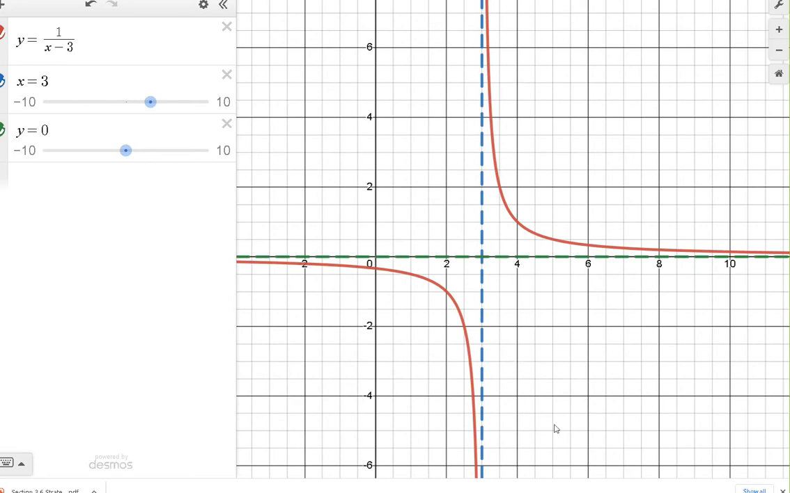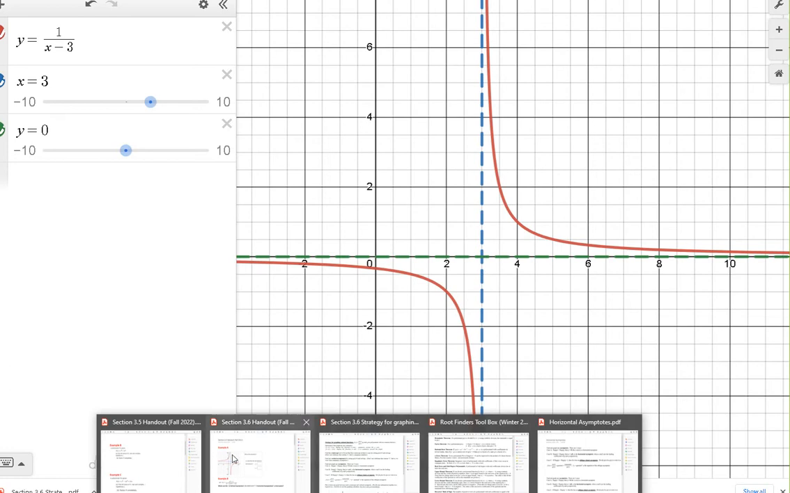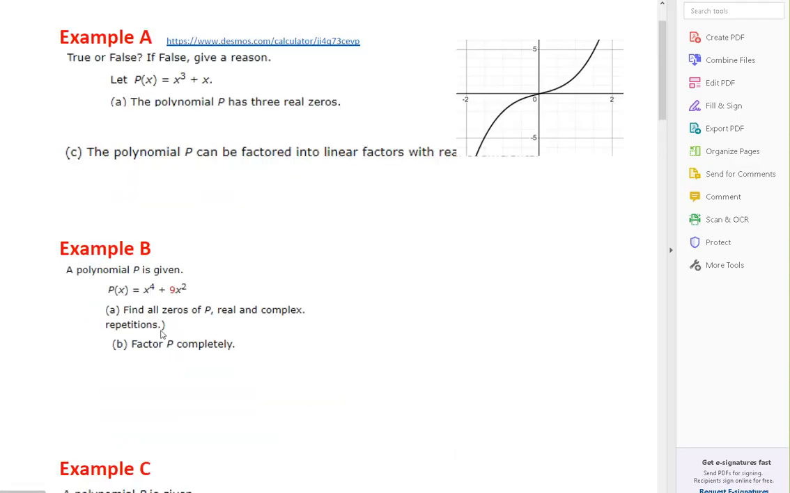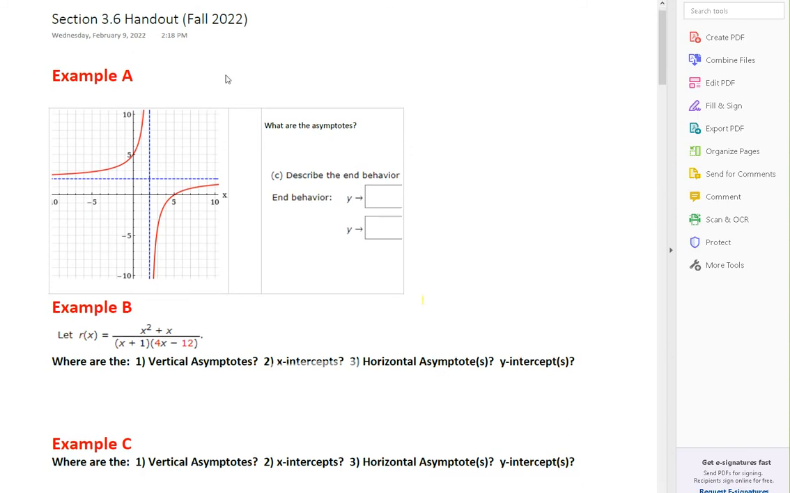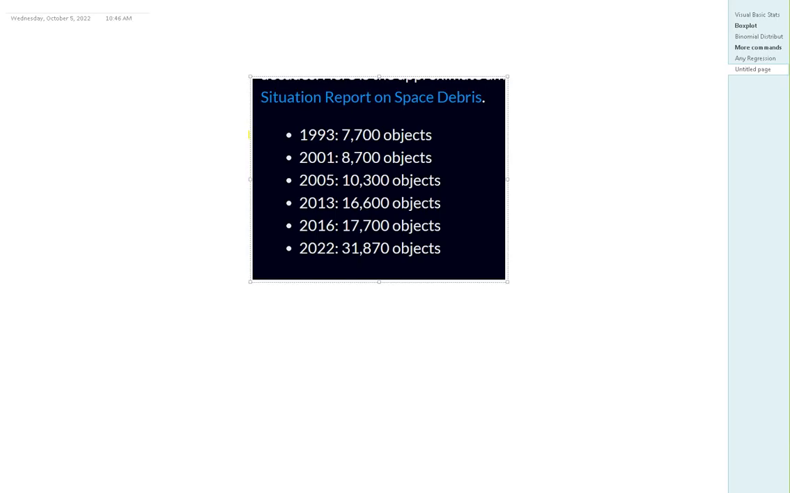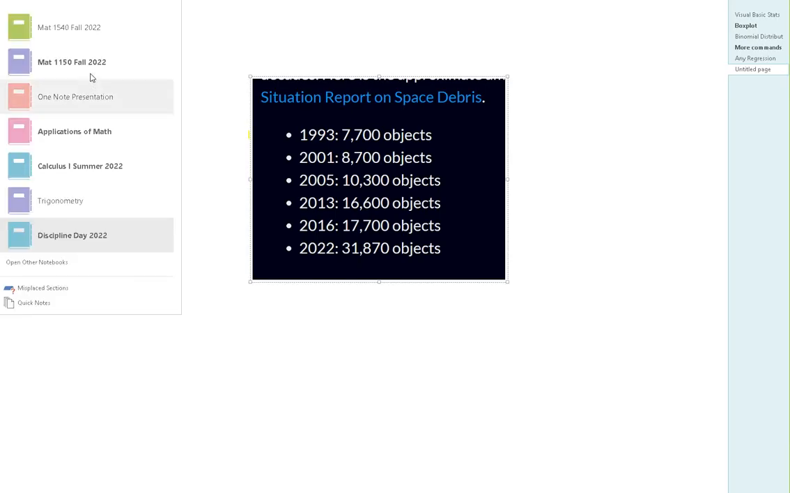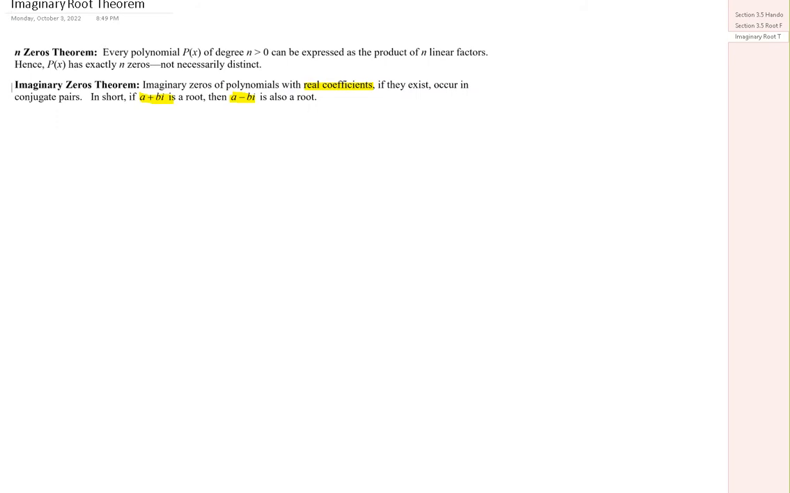Let's take it over to some of the examples here. So how about here? It says, what are the asymptotes? And maybe I can give you a better look at that. Here, 3, 6.